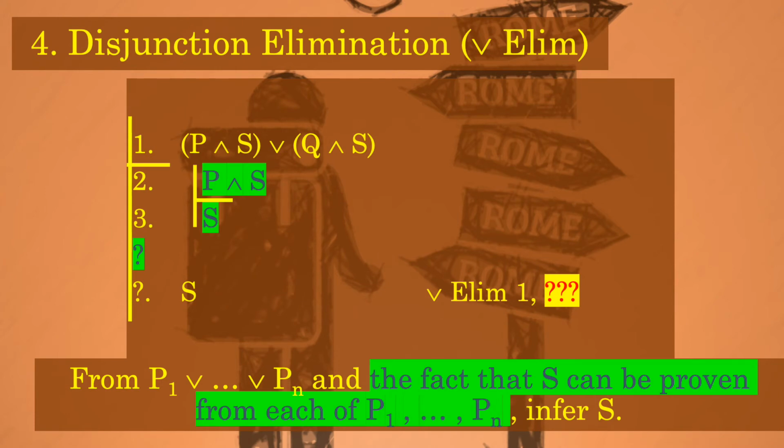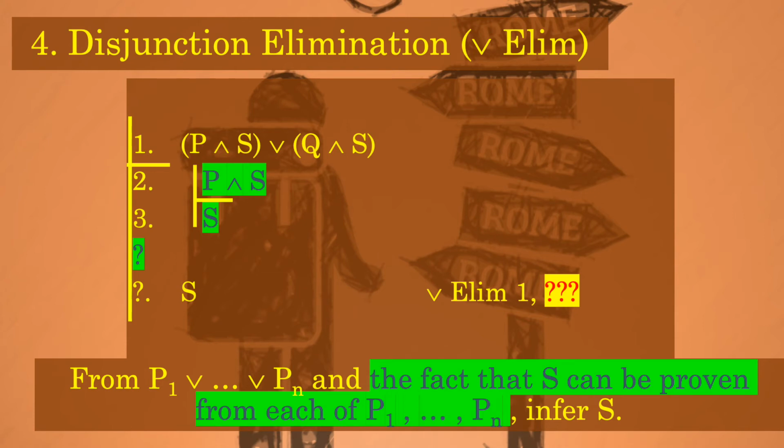So the rule for OR elimination says that for each disjunct, we need to prove that S follows from it. The first disjunct we have is P and S, and so we need to prove that S follows from that. That'll be the first subproof we need to do, and then we need to do it for the next disjunct. Obviously, if this were a more complex OR statement, we would need to do it for the third disjunct and the fourth disjunct and so on and so forth. But let's just start with the first one.